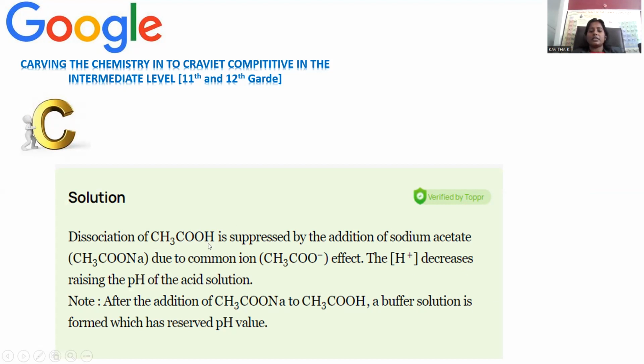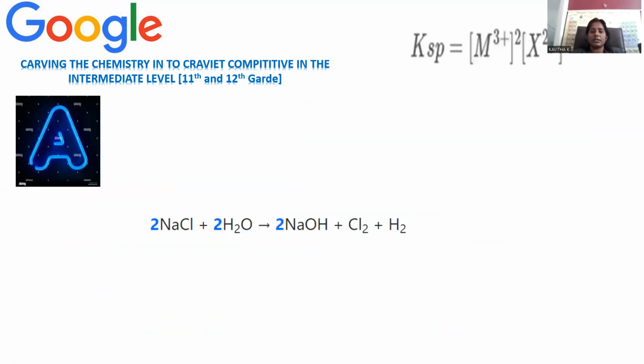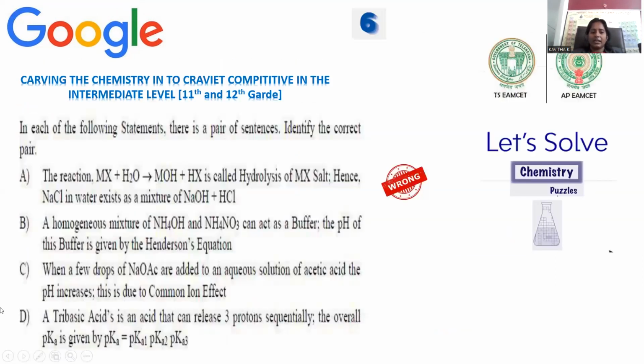So whenever this CH3COO minus concentration or dissociation decreases, H plus ions also released in the lesser extent. So whenever H plus ion count decreases, pH will be increased because less the H plus ions, more will be the pH. That's why pH value increases. So what they are saying is perfectly correct. When few drops of ammonium acetate added to the solution of acetic acid, pH increases. This is due to what? Common ion effect. This is also perfectly correct.